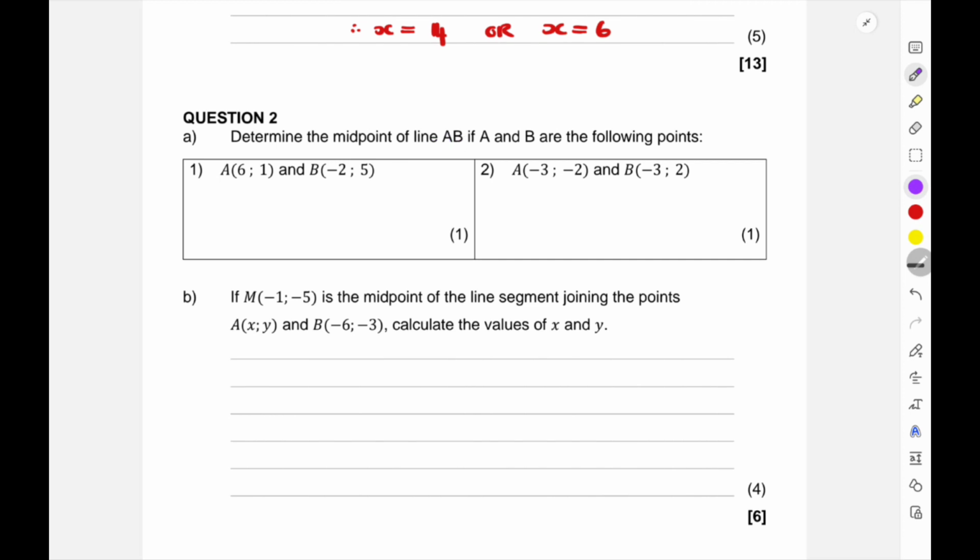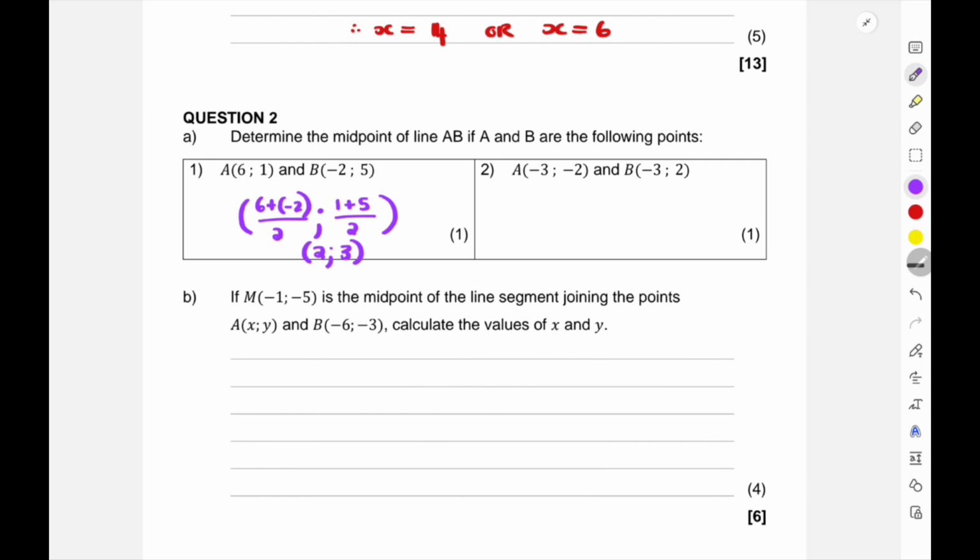Determine the midpoint of line AB, if A and B are the following points. So please remember, the midpoint is a coordinate where the two X values are added together and divided by 2, and the two Y values are added together and divided by 2. And 6 minus 2 is 4, 4 divided by 2 is 2, and 6 divided by 2 is 3.